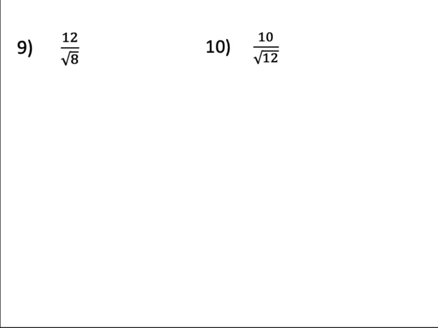Go ahead and rationalize the denominator for number 9. Simplify the square root first. Square root of 8 becomes 2 square root of 2. Now when you rationalize that denominator, by multiplying by the twin square root of what you already have under the fraction bar, it should look like this.